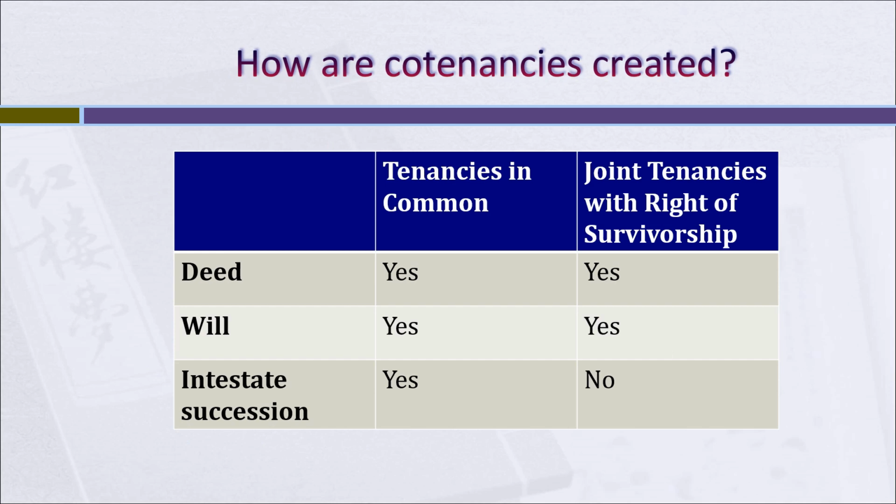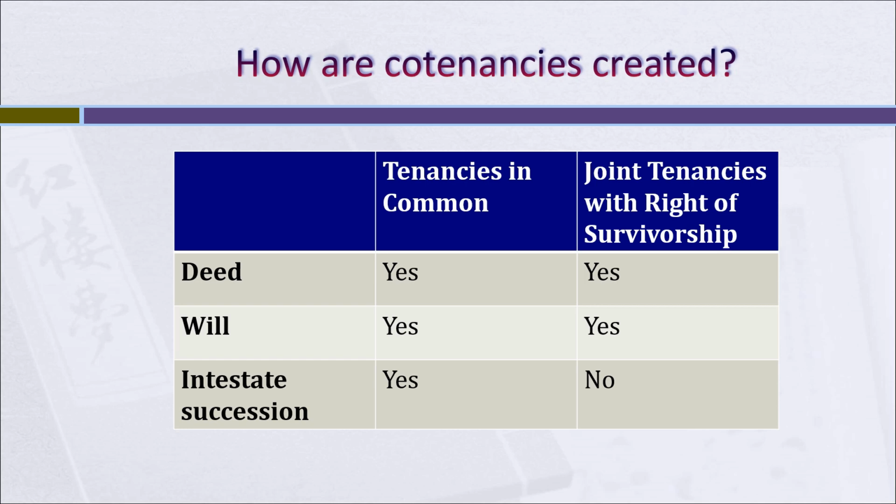Now, we often call a concurrent ownership relationship a cotenancy. And in this slide, we're going to consider how cotenancies are created. Ordinarily, any interest in land can be created by deed or by will, and many times interests in land are also created by intestate succession. That is, when someone dies without a will and the property passes to their heirs. Now, all 3 of those methods work for a tenancy in common. It can be created by a deed, by a will, or by intestate succession.